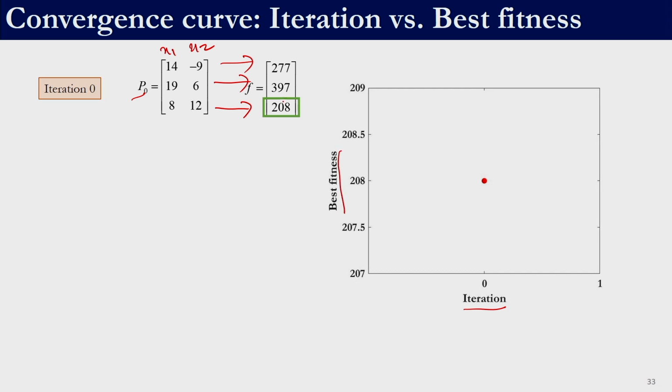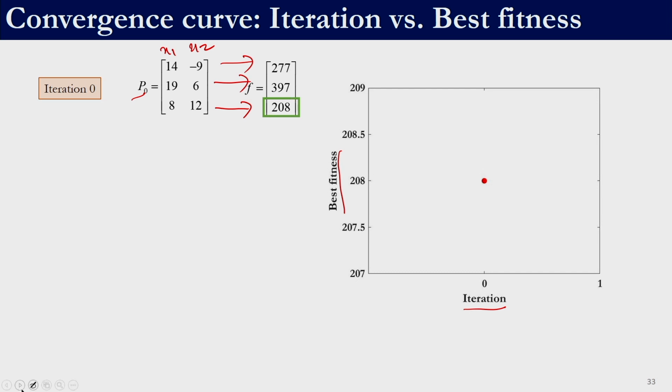So, among these three solutions, if we see, 208 is the best solution. So, I am going to plot that particular value alone. I am not going to plot 277 or 397, only the best value of the fitness function is plotted.